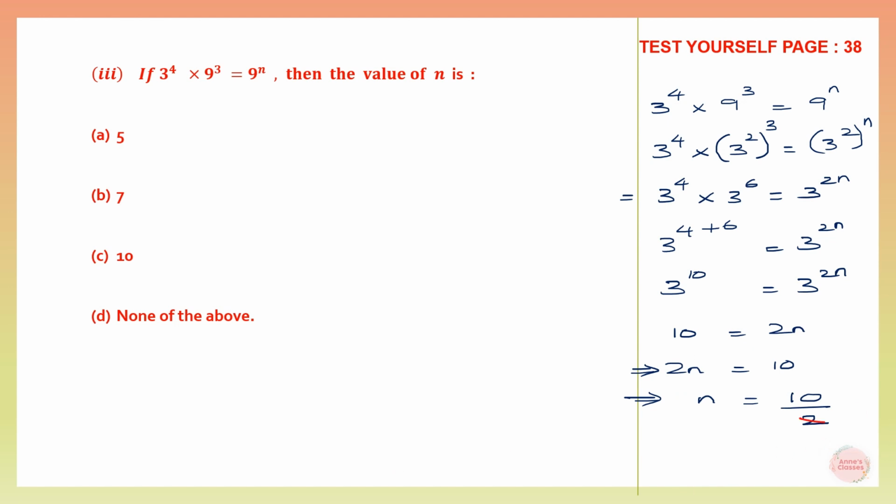Now here we can cancel. 2 5s are 10. So now we have got the value of n. n is equal to 5. So this is our answer. Now let's look at the options here. Option A is 5. So let's tick option A.